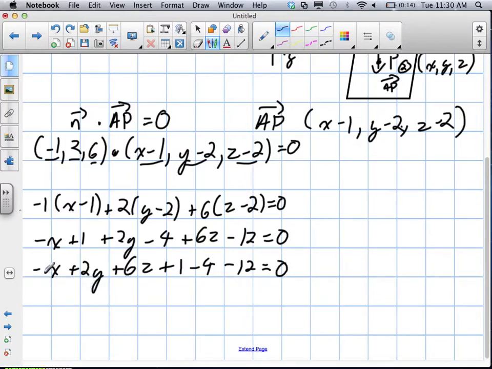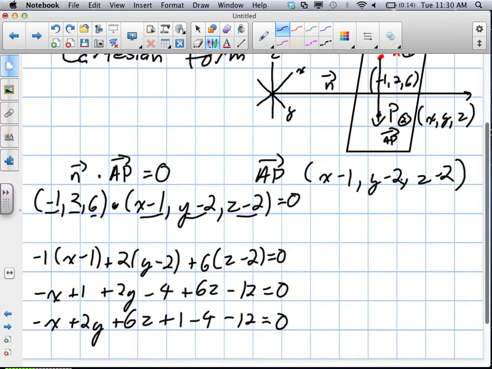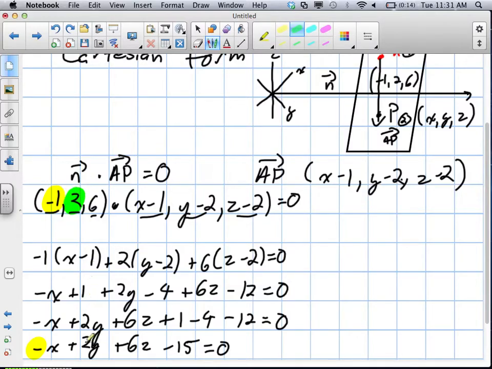Well, these are our A value, our B value, and our C value. And then we just have to figure out the D. So -x plus 2y plus 6z, and 1 minus 4 is -3, minus 12 is -15, which is our D value, equals 0. I want to draw your attention to the normal. Remember, they already gave us values for the normal. The normal was -1, which is our A value here, 2, which is our B value here, and 6, which is our C value here.